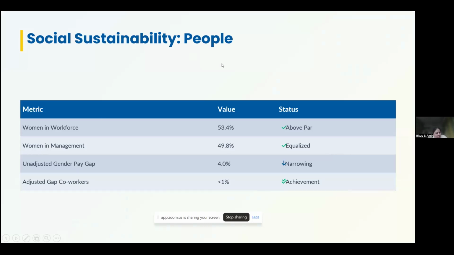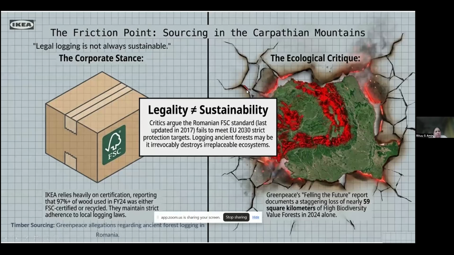In terms of their social sustainability, they of course ensure they have 53.4% women in the workforce, and so they encourage equal opportunities to both the genders.